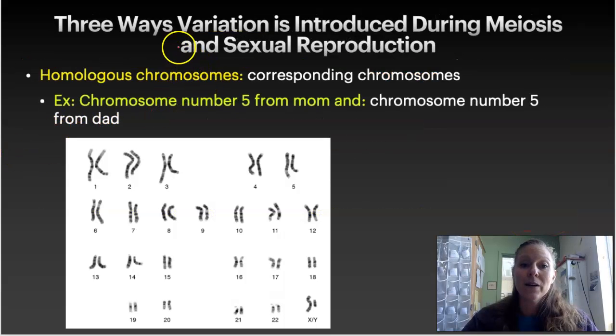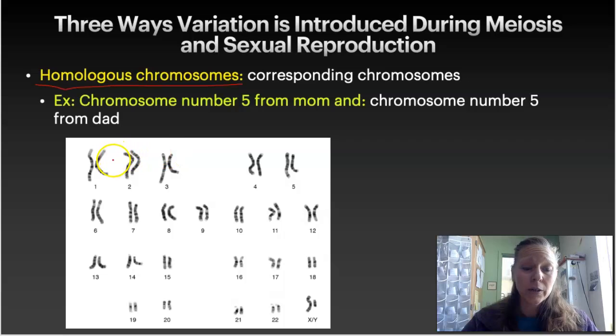Another way that variation is introduced during meiosis. Before I actually get into the second one, I want to give you some key vocabulary terms. Homologous chromosomes. This is a tough word. Homologous. Don't be afraid of it. Say it out loud. Homologous. So homologous chromosomes are corresponding chromosomes.